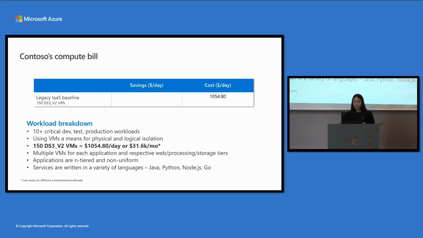Their applications are n-tiered and non-uniform, so different applications might have 3 tiers, some might have 11 tiers. They don't all look alike. And services are also written in a variety of languages.